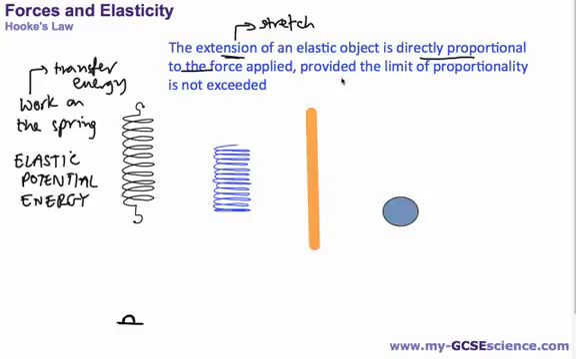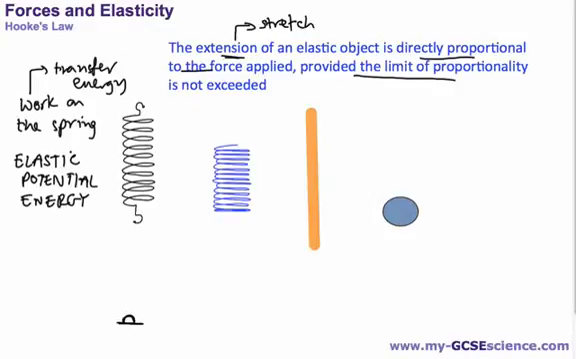The last little bit says provided the limit of proportionality is not exceeded, and this is talking about when a spring is overstretched. When you overstretch this spring, it permanently stays overstretched, and it doesn't then follow this rule that the bigger the force, the bigger the stretch. Once we've overstretched it, it won't work anymore.